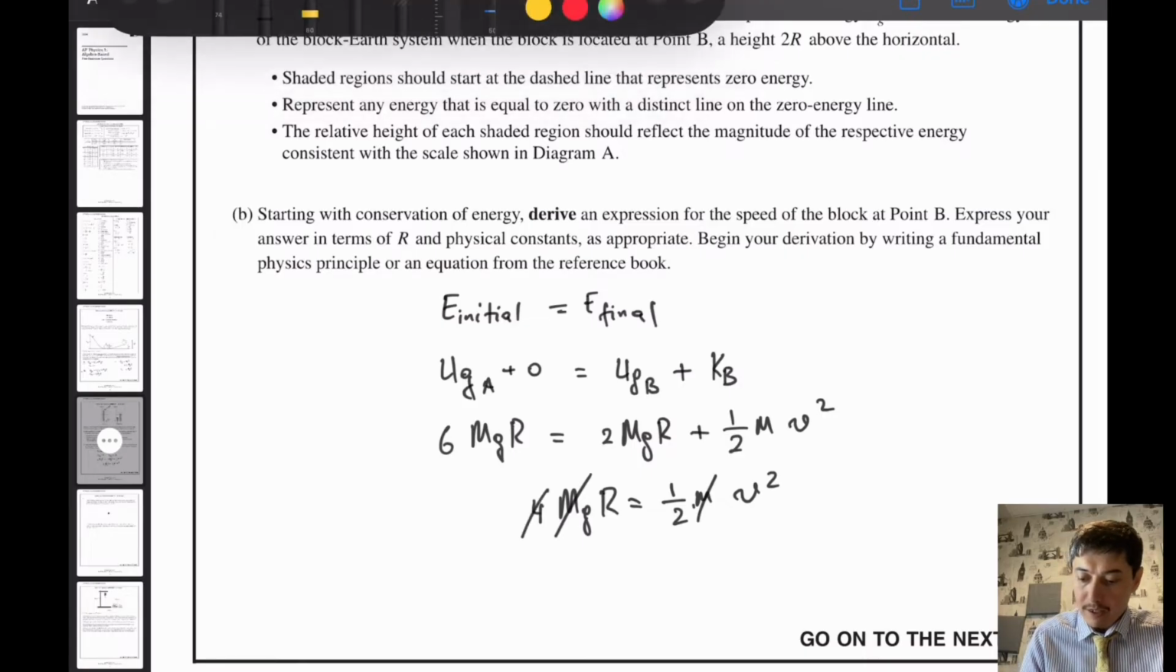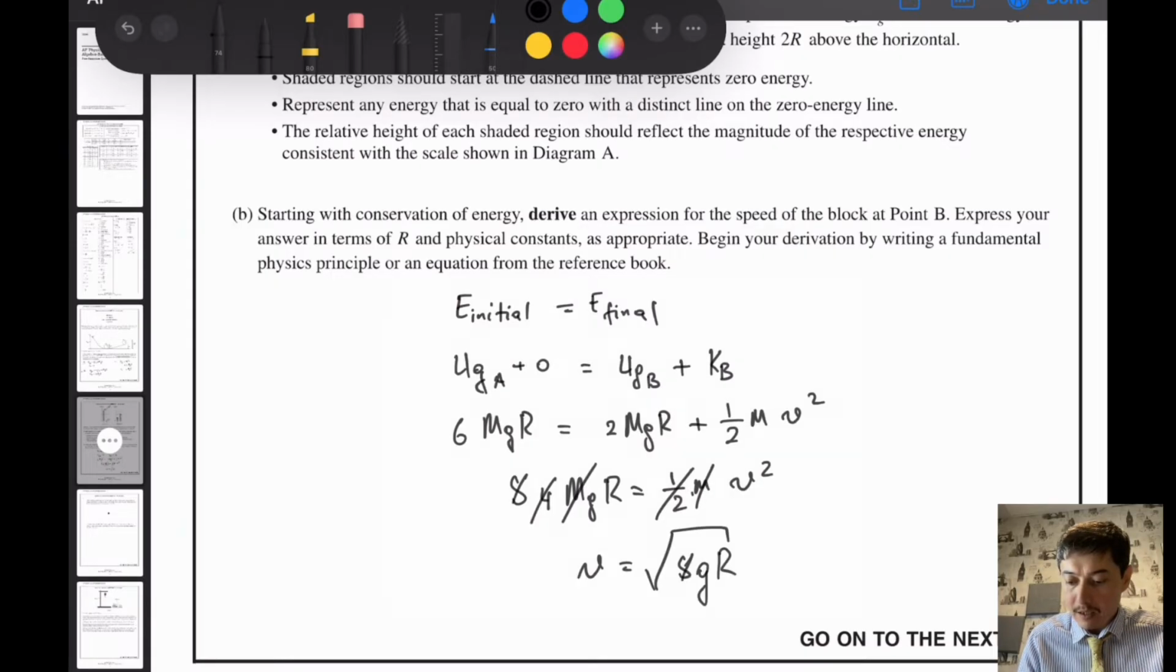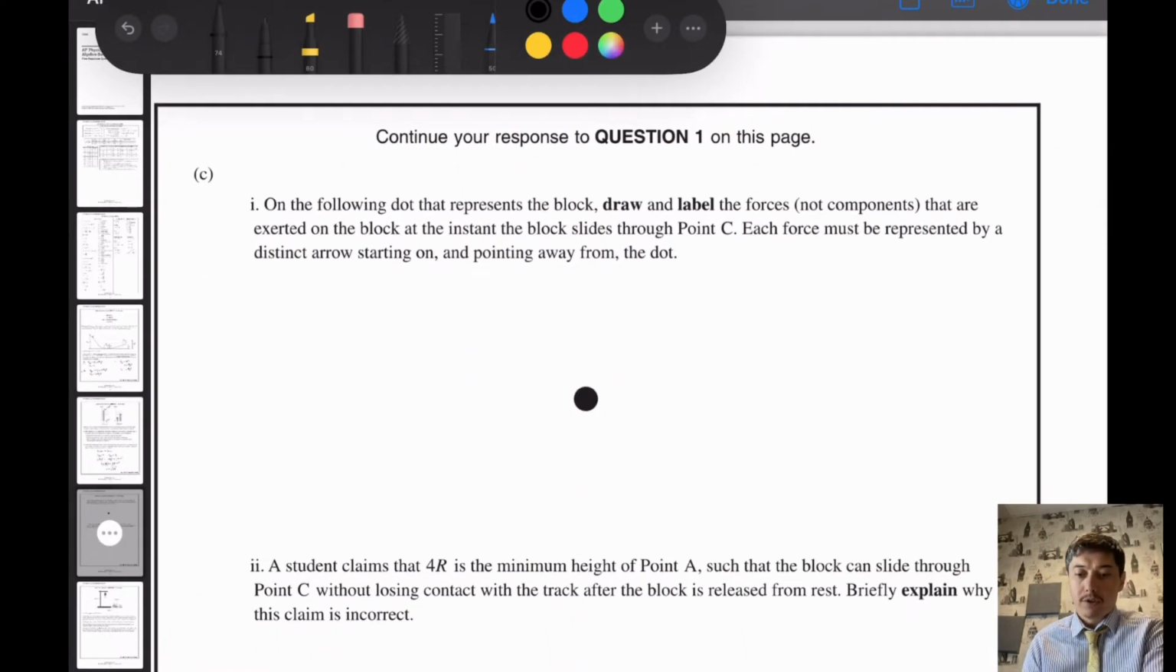The 4.5 goes, instead we have got 8 here, so v is going to be square root of 8r. Next question. On the following dot that represents the block, draw and label the forces, not components, that are exerted on the block at the instant the block slides through point C. Each force must be represented by a distinct arrow starting on and pointing away from the dot.